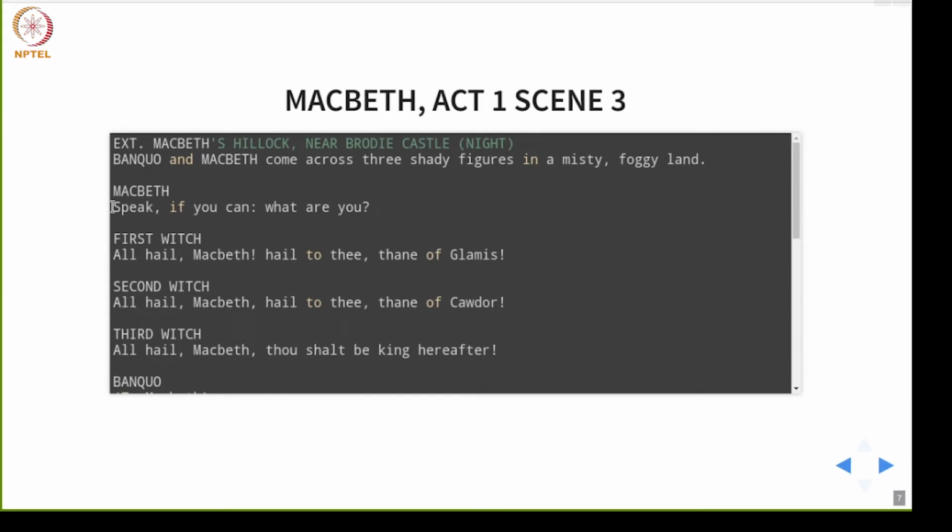I really like this particular dialogue. This is what caught my attention. If you can look into the seeds of time and say which grain will grow and which will not. So this is for me the essence of the course itself.